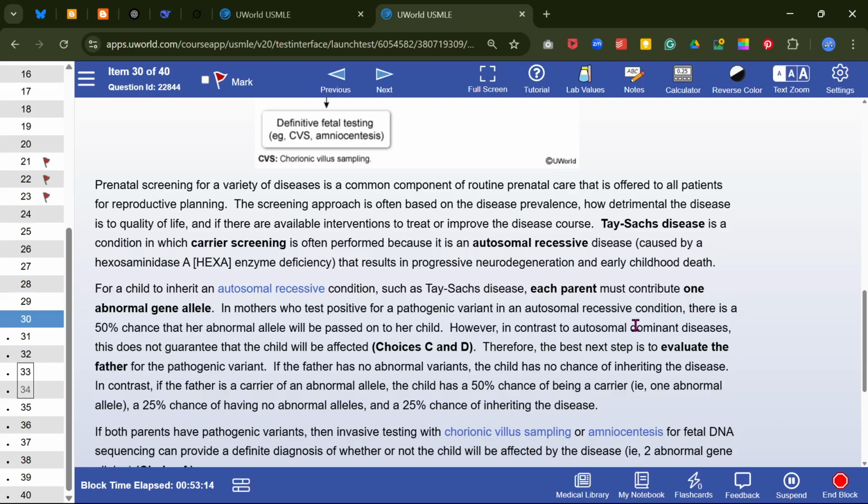However, in contrast to autosomal dominant disease, this does not guarantee that the child will be affected. Therefore, the best next step is to evaluate the father for a pathogenic variant. If the father has no abnormal variant, the child has no chance of inheriting the disease. In contrast, if the father is a carrier of an abnormal allele, the child has a 50% chance of being a carrier with one abnormal allele, 25% chance of having no abnormal allele, and 25% chance of inheriting the disease.